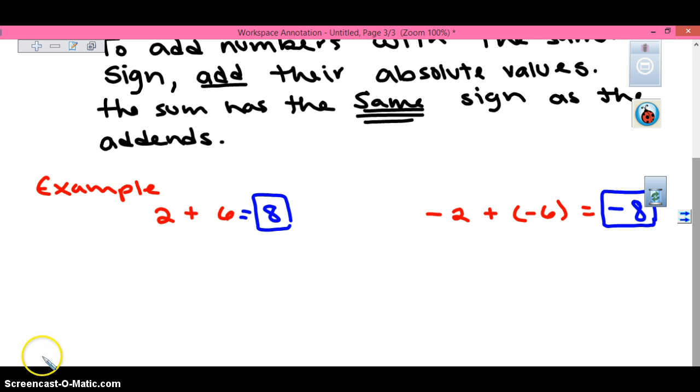So can we do this? Let's try this again, all together. 1, 2, 3. Same sign, add and keep the sign. One more time. Same sign, add and keep the sign.